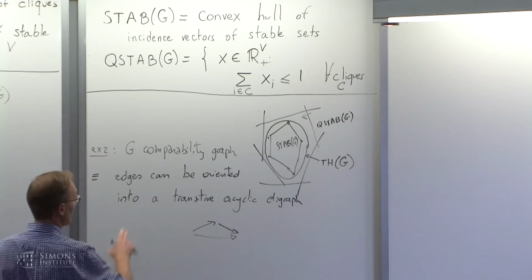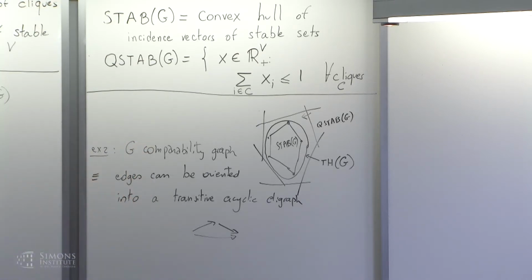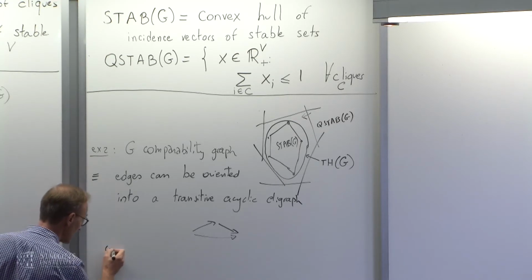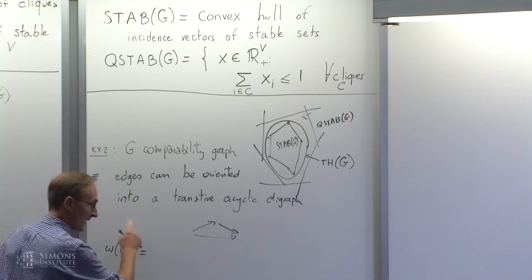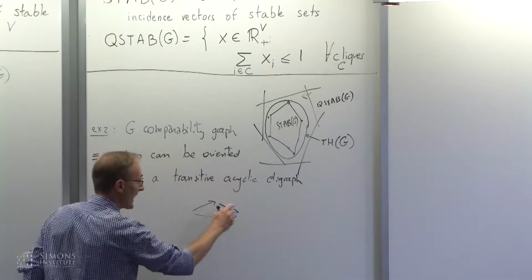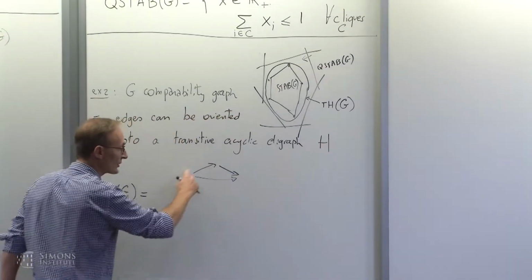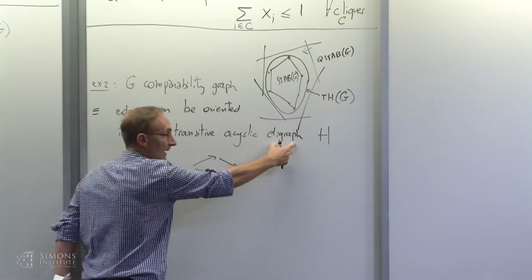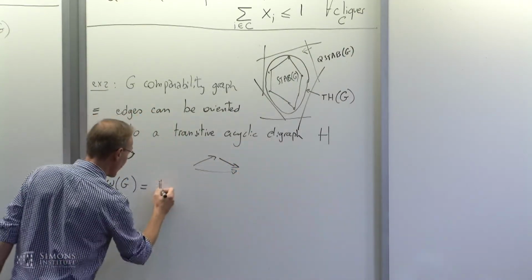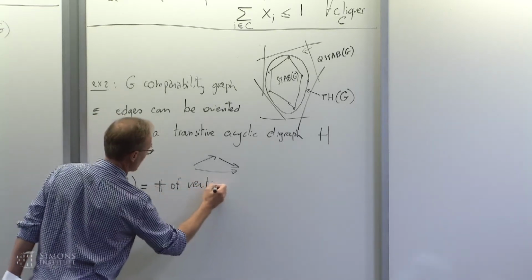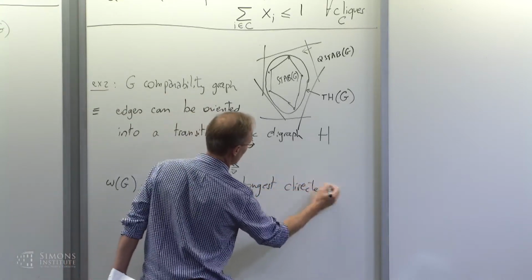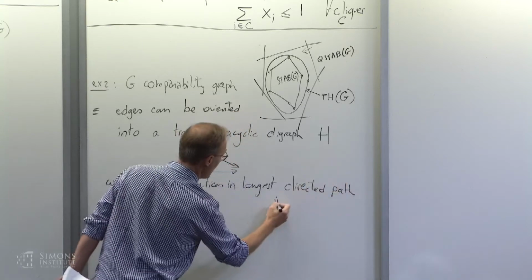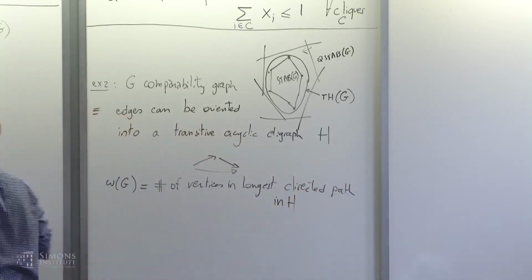And so if you take a comparability graph, what is, for example, the largest clique? The largest clique in the graph, if you think about it, is exactly the same as the longest directed path in that digraph. So it's the number of vertices in the longest directed path in H.